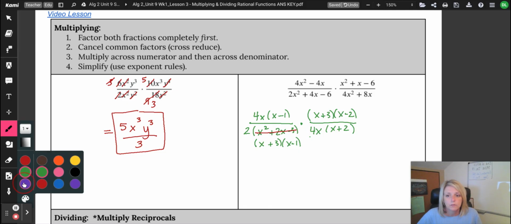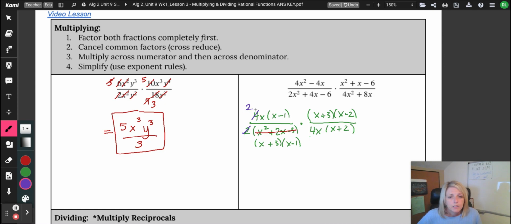Okay, so now we can look at what will cancel. So the 4 and the 2 will simplify. And we also have a 2 and a 4 here that we can simplify. And then we have x's that will cancel.